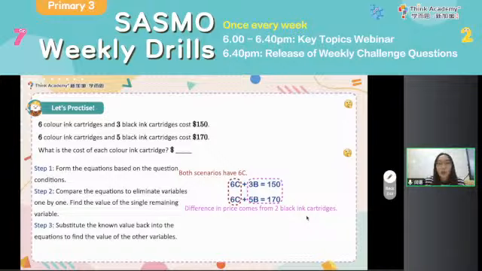So following this, you just cancel the same part and then focus on the different part. You will see how B makes the difference. Left side minus the left side, that is 5B minus 3B, you will get 2B. And then equals to right side minus right side. That is 170 minus 150, that is 20. So the cost of 1 black ink cartridge should be $10.